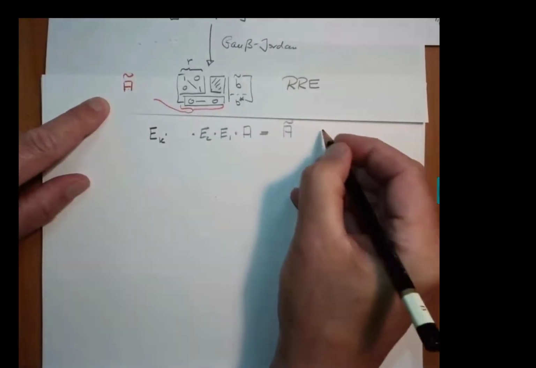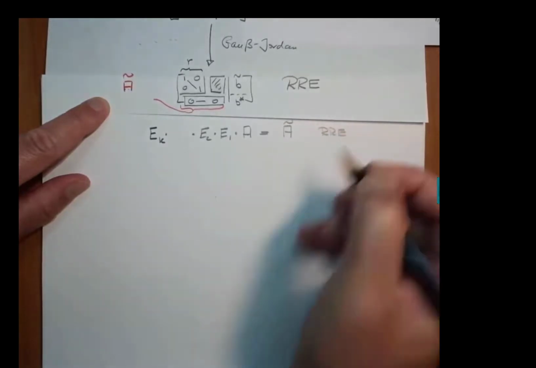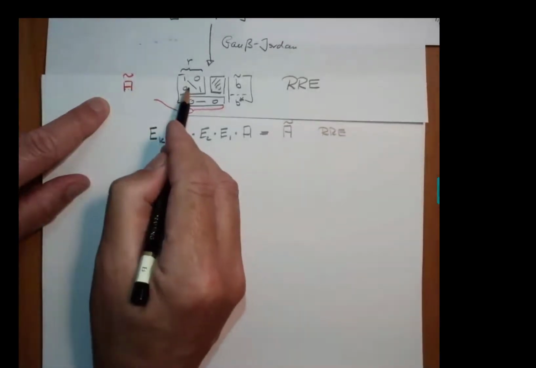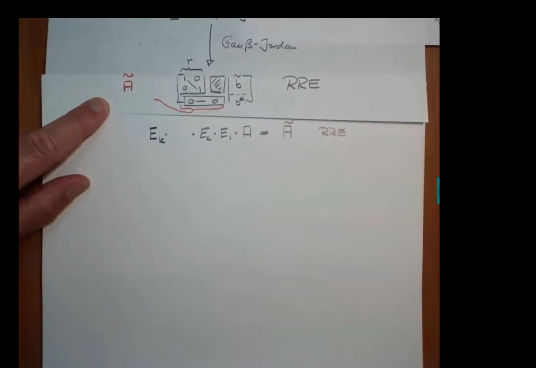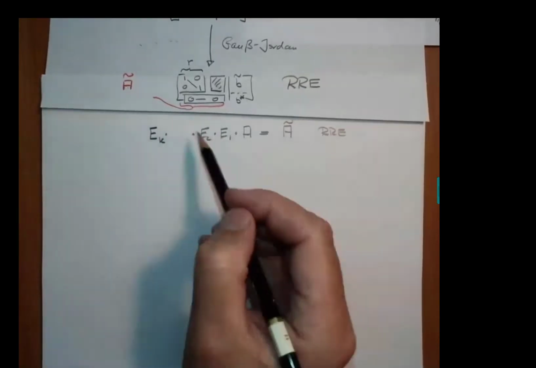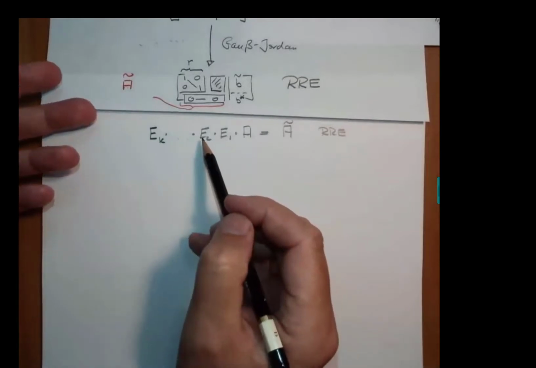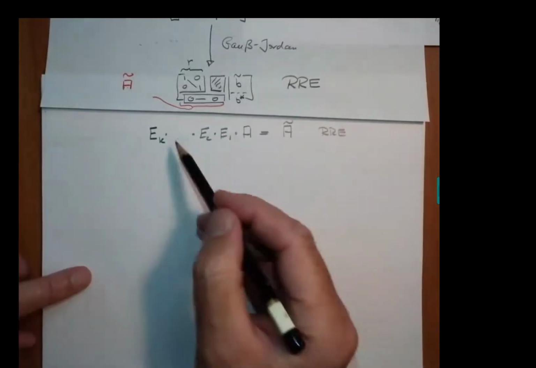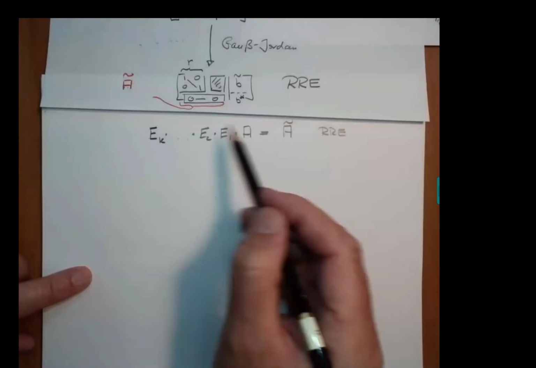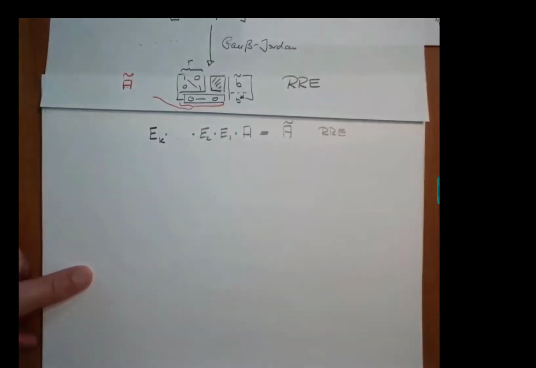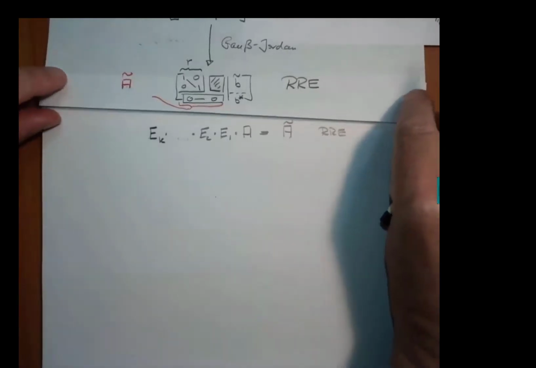And A tilde is in reduced row echelon form, and we have R ones. So this is actually what Gauss, or Gauss-Jordan, does. We do a bunch of operations, and we end up with a reduced row echelon form. Okay, before I move on, I'd like to go back to the previous slide.